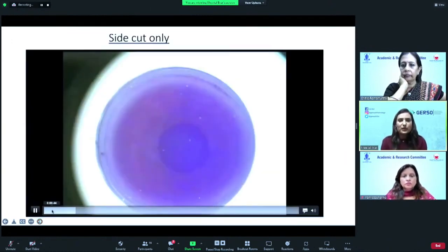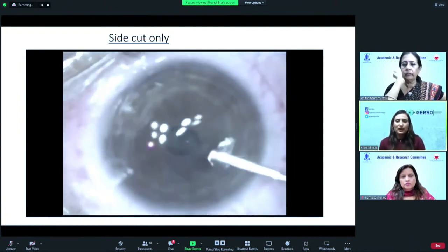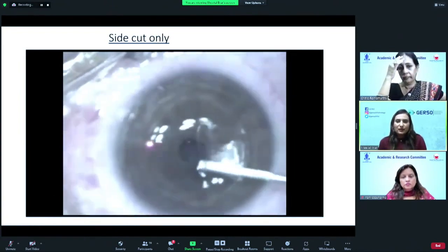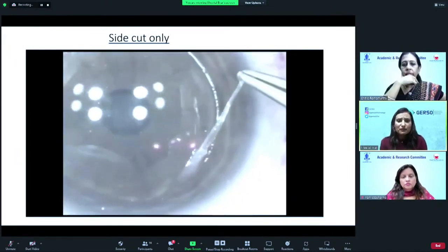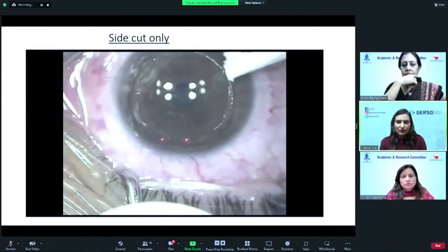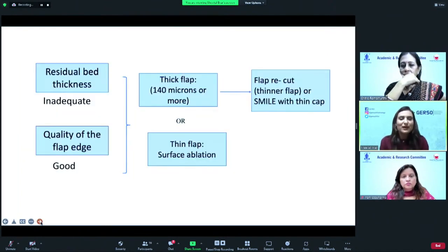So this is a video showing only side cut management for enhancement. So this flap is actually smaller compared to the original flap. So this can be used if the quality of the previous flap edge is not good.